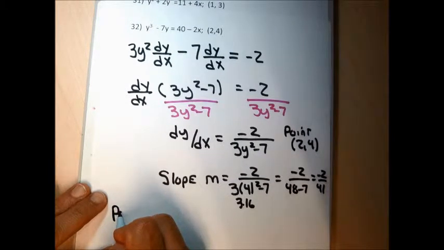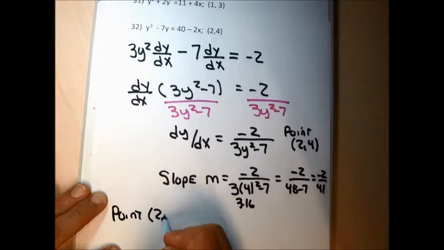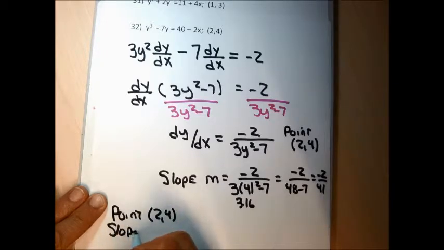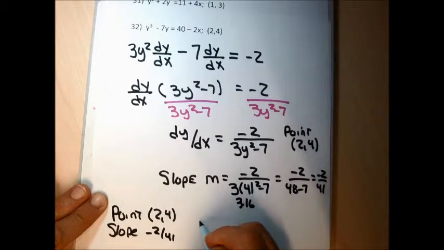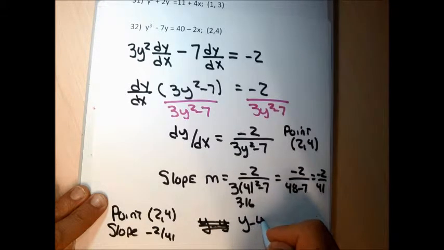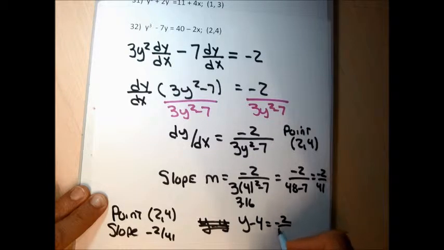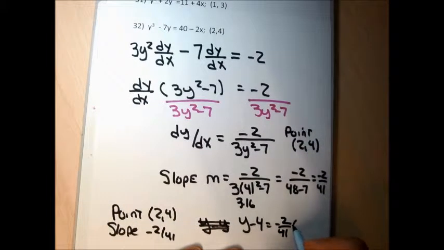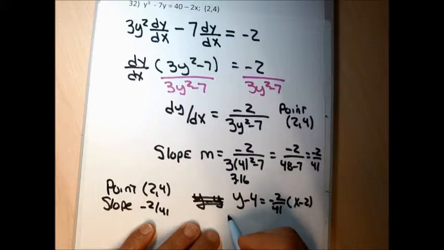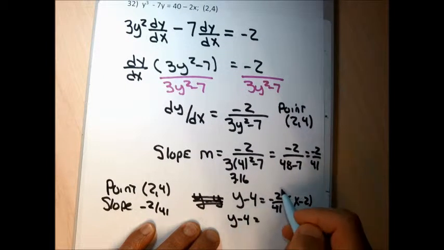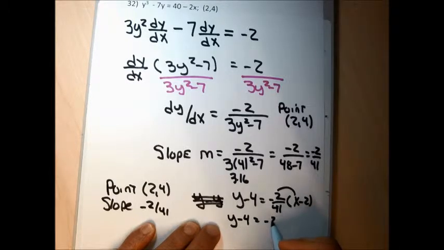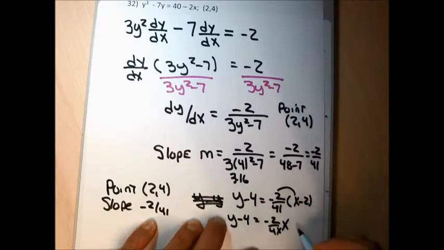So I'm going to use my point of (2, 4) and my slope of negative 2 over 41 and go y minus y1. y minus 4 equals negative 2 over 41 times x minus 2. On the left side, I'm going to leave it y minus 4. On the right side, the first multiplication is easy. I get negative 2 over 41 times x. This next multiplication, I just multiply the negative 2 and the negative 2 and get plus 4 over 41.